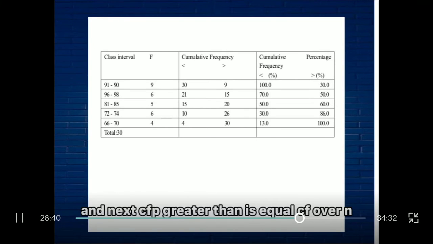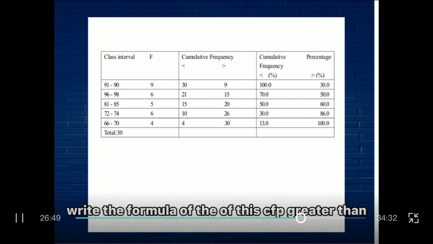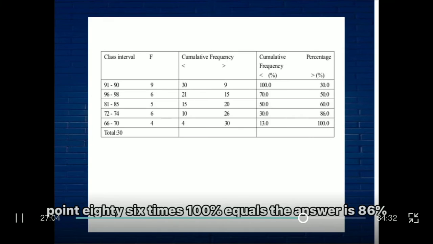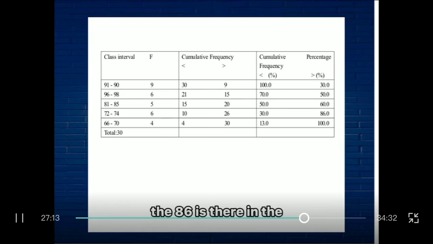And next, CPF greater than is equal to CF over N times 100. Always write the formula of this CPF greater than. So 26 divided by 30 is equal to 0.86, times 100%. So the answer is 86%. So you already know this case. The 86 is there in the bottom of 60%.